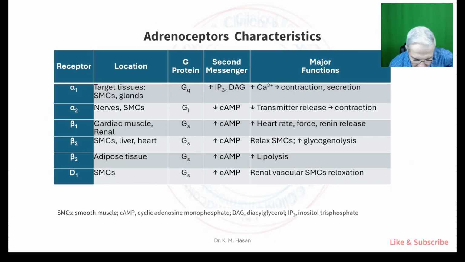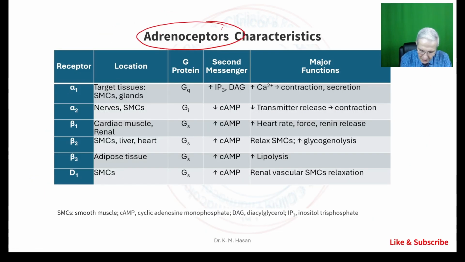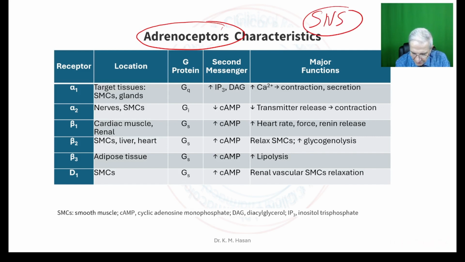Okay, the second table represents the adrenoceptors. Here we talk about adrenergic receptors, the sympathetic nervous system. And you remember that we have epinephrine and norepinephrine as the main mediators. Epinephrine is the main mediator, followed by norepinephrine. Then we have another one called dopamine. So we have three main mediators related to the sympathetic nervous system: epinephrine, the major one, followed by norepinephrine and dopamine. For this reason, the receptors belong to the adrenoceptor characteristics of the sympathetic system, the adrenergic receptors.